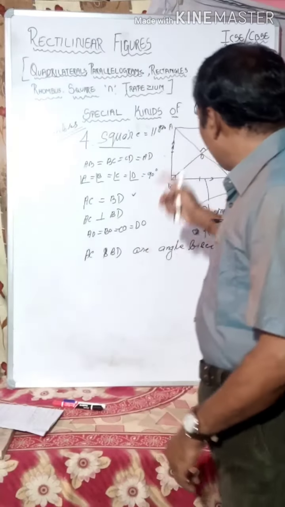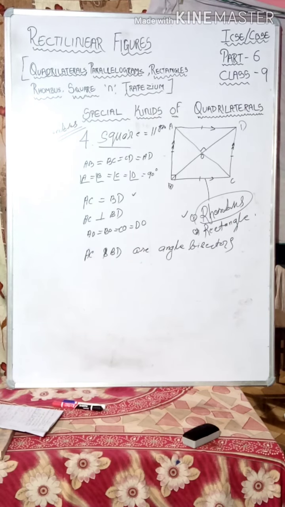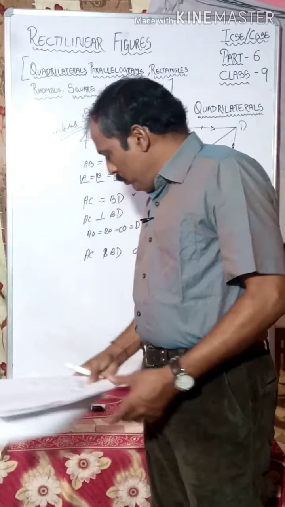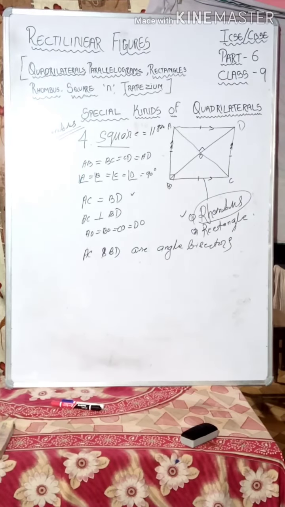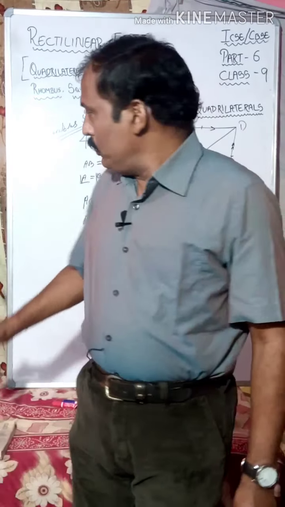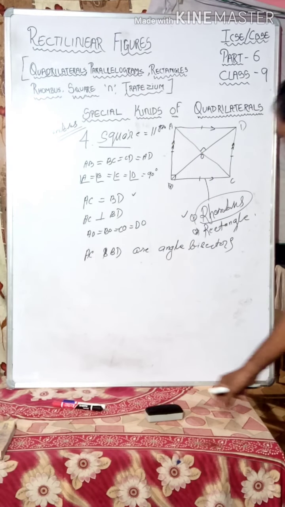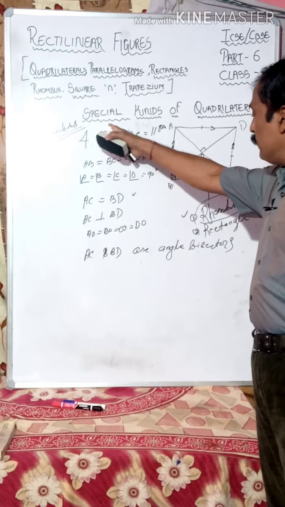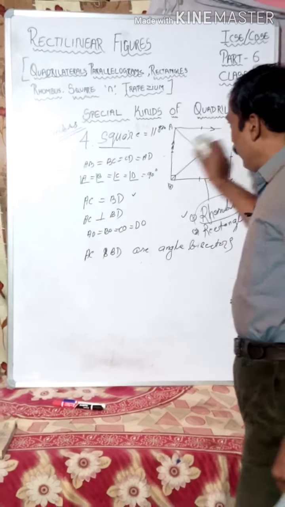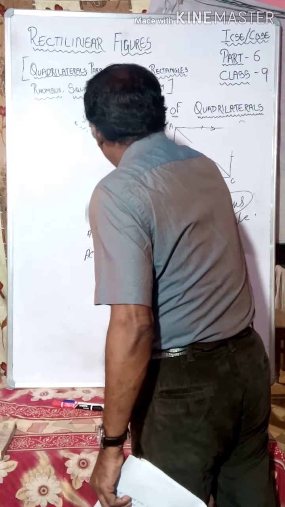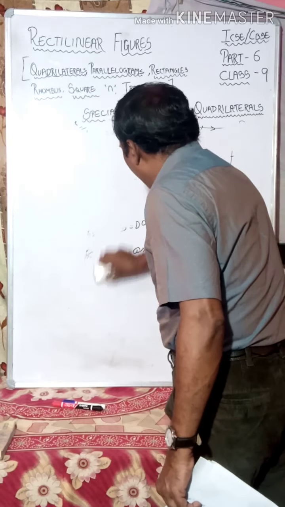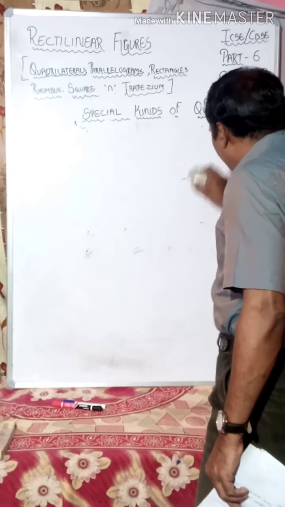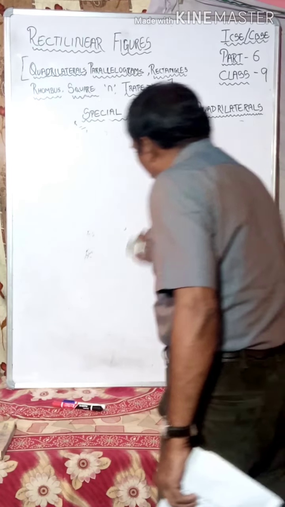So this is the definition of special kinds of quadrilateral. Then we will go to the next step, take a screenshot. These are the terms relating to square, or the terms relating to special kinds of quadrilateral, that is trapezium, parallelogram, square, rhombus, rectangle. Now look at some points.